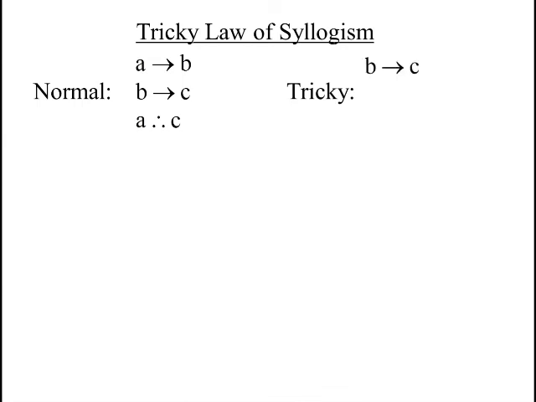I want to warn you about a tricky situation you sometimes see on tests. Normally you get A implies B, B implies C, A therefore C in syllogism, right? But sometimes, to try to trick you, they put B implies C first and then A implies B. So they switch those two first. And it's still a logical argument because it doesn't matter what order the first statements are in. If A implies B and B implies C, then A implies C.